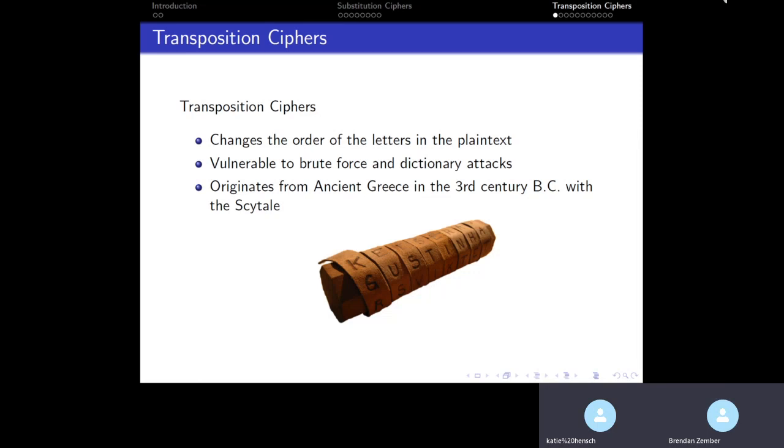This originates with ancient Greece in the 3rd century BC with the scytale, where a leather binding is wrapped around some sort of cylinder, and the plaintext is written horizontally, ending up with a scrambled message that the receiver would be able to decrypt by wrapping the leather binding around a cylinder of the same size.